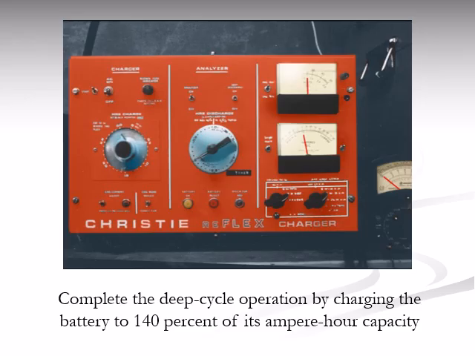This image shows the Christie Reflex Charger, an industry-standard device used to perform charging, discharging, and analysis of nickel-cadmium batteries during deep cycle maintenance. To complete the deep cycle operation, the battery must be recharged to 140% of its rated ampere-hour capacity. This overcharge ensures all cells reach full charge, and that any cell imbalances are corrected through equalization.